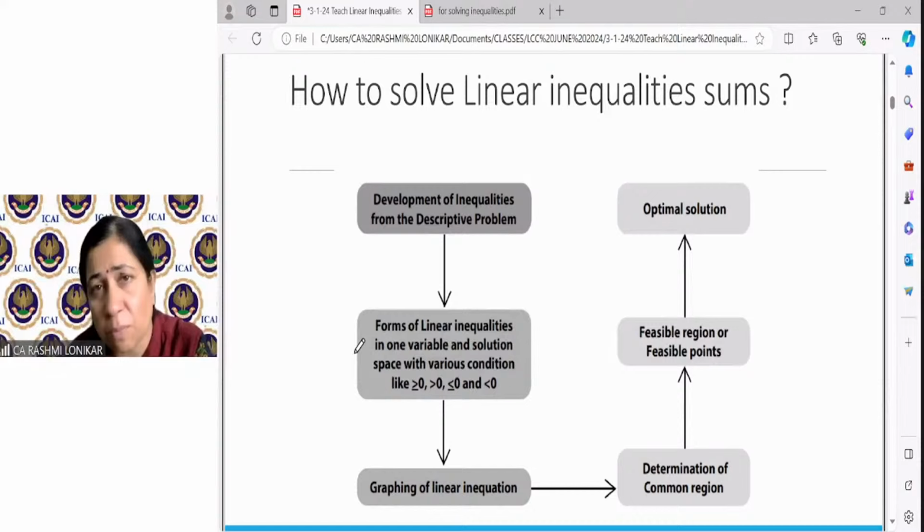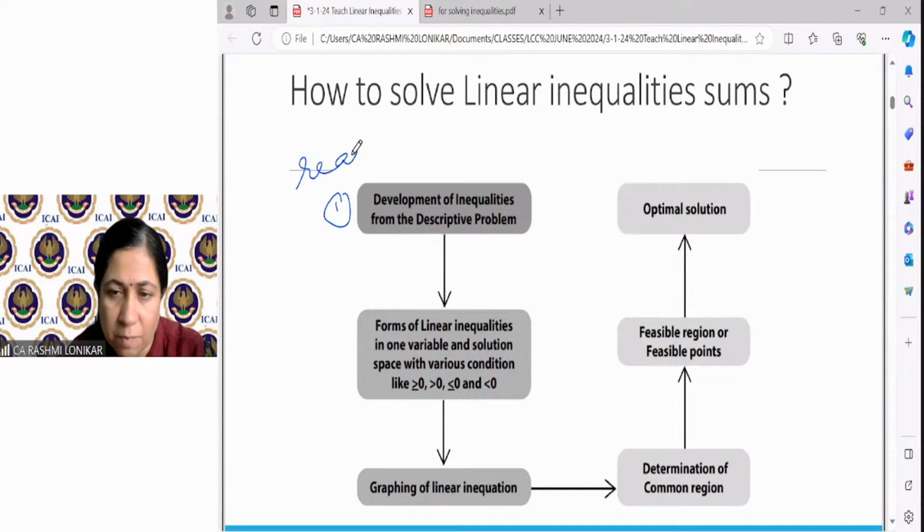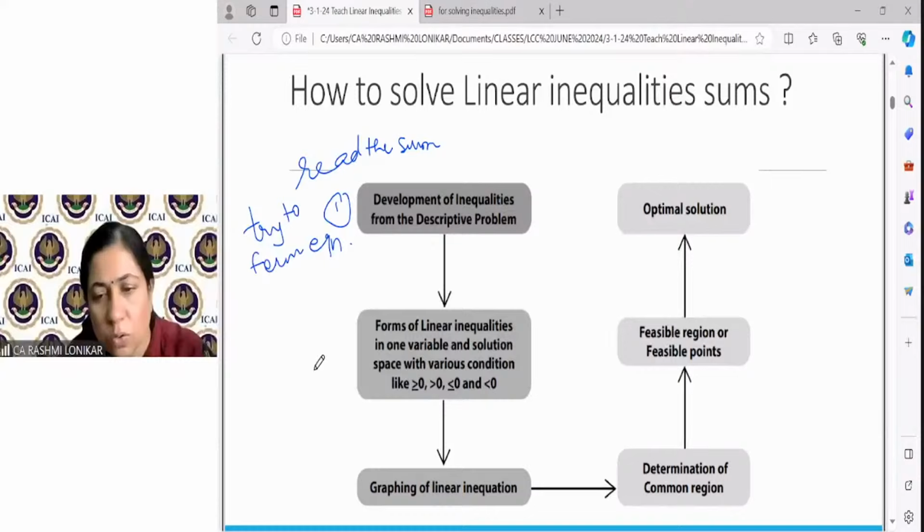Once we have formed the equation, you find the graph. So this is my first step. I read the sum, and then I try to form the equation. Then once my equation is there, like if it is 5x plus 7y, I have to see whether the condition is greater than or greater than equal to, less than or less than or equal to. Any of these four will be there for it to be an inequality. So this is my second step. Once I formed this, then this is a very important part.